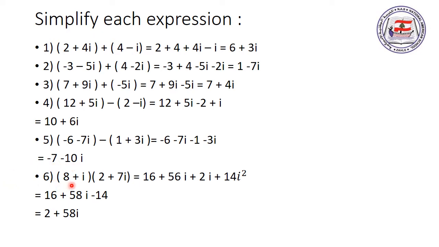In number 6, multiplying 8 plus i into 2 plus 7i. After expanding this expression, we get 16 plus 56i plus 2i plus 14i squared. Replacing i squared by negative 1 and adding the two imaginary parts, we get 16 plus 58i minus 14. So 2 plus 58i.